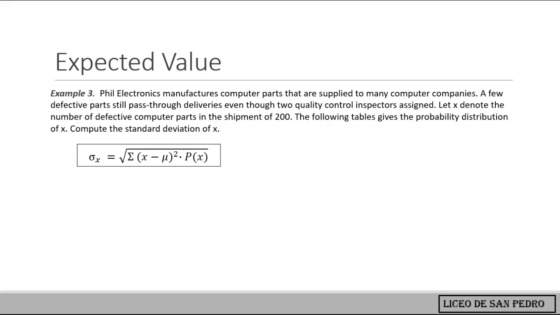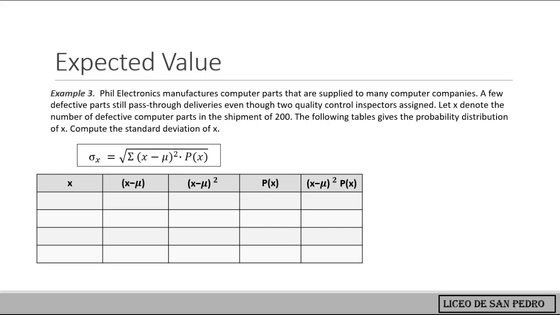So para makuha yung standard deviation, ganito yung gagawin nating table. First, x, tapos x minus mu, and then x minus mu square, tapos px or probability x, and then yung kanilang product, px times x minus mu square. For x, 0, 1, 2, 3. And for x minus mu, ang mu natin is 2. So 0 minus 2, ang magiging sagot niya is negative 2. 1 minus 2, negative 1. And then 2 minus 2 is 0. And then 3 minus 2 is 1.